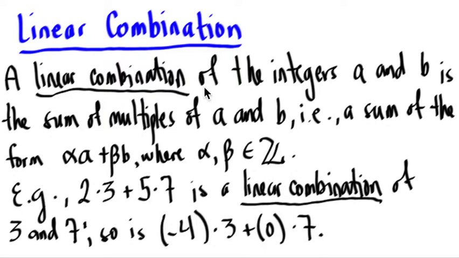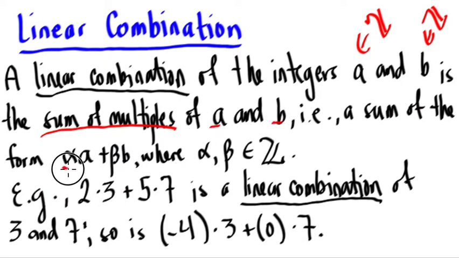A linear combination of the integers a and b, so they are both integers, is the sum, take note, sum of the multiples of a and b. That is the sum of the form alpha a plus beta b, where alpha and beta are integers. So multiply a by some integer alpha, multiply b by some integer beta, and then get the sum of the multiples. That's what we call a linear combination. Pretty much straightforward there.